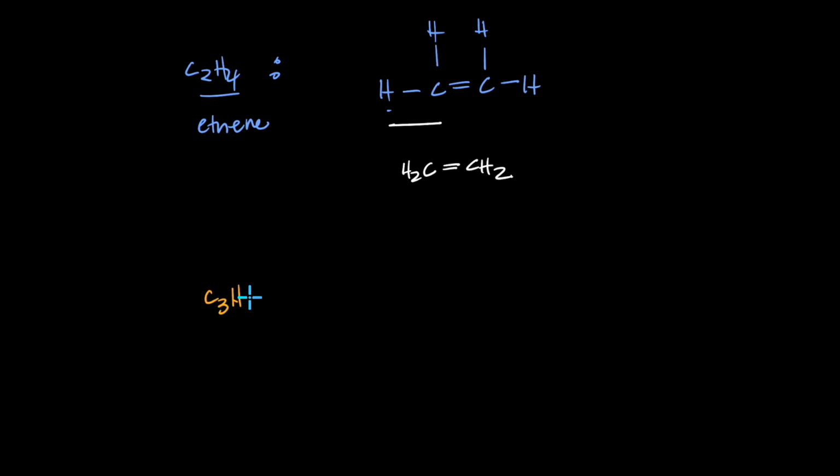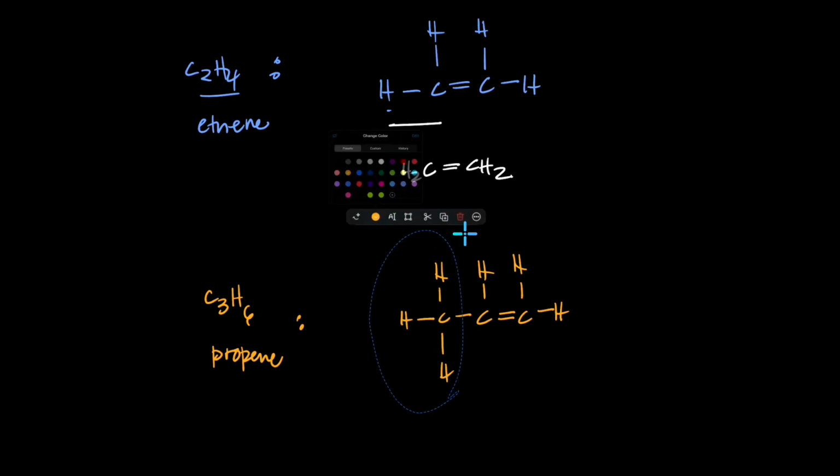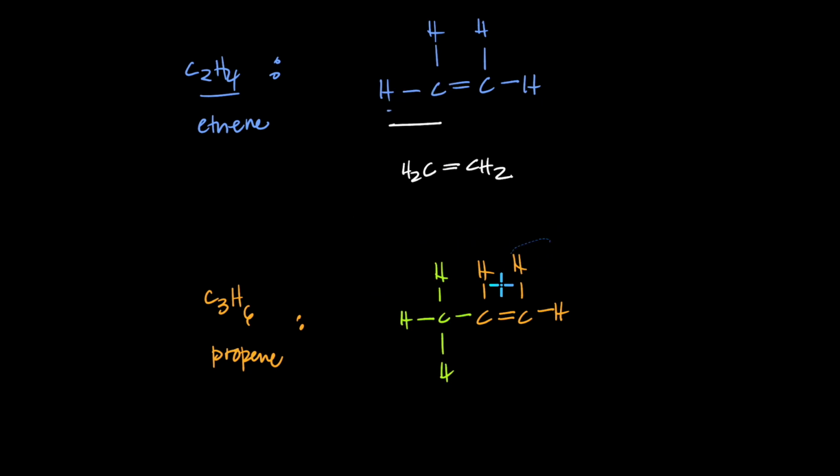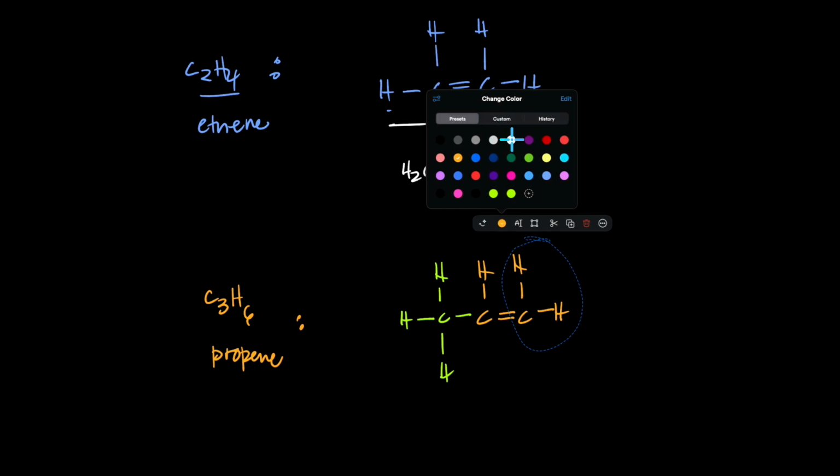Now, C3H6 is known as propene. This is the displayed formula. The structural is this fellow. Let's see, if I were to color code them, maybe I'll color code them for you to see: green, orange, and the last one, let's call it white.